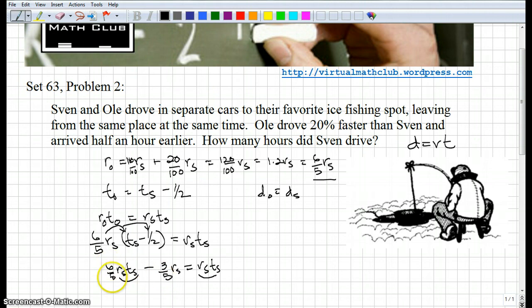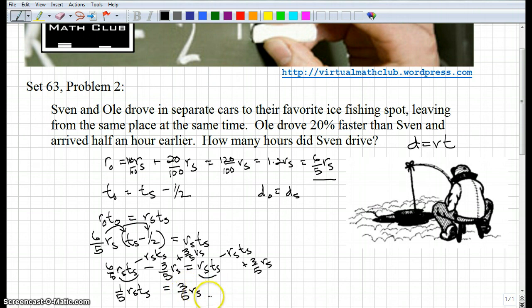This is like 1 1/5, and this is 1, so if I subtract 1 from 1 1/5, I end up with 1/5 RS TS. So all I did was subtract RS TS from both sides. Doesn't change the equation, so we can do that. And then I'm going to add 3/5 RS to both sides as well. That'll just move this RS term over to the other side. So we get 3/5 RS.